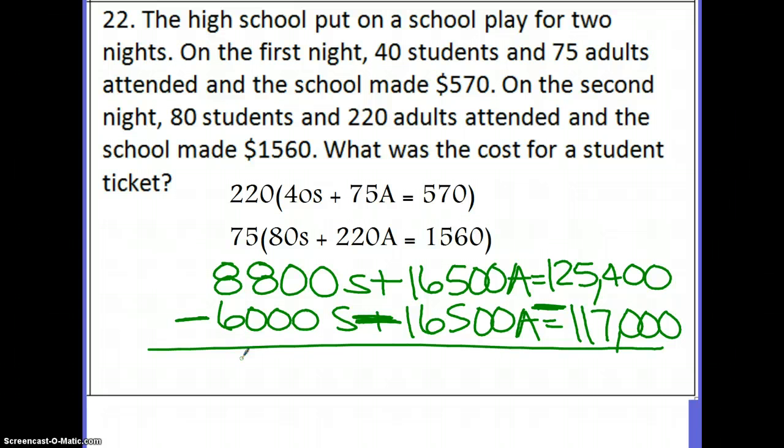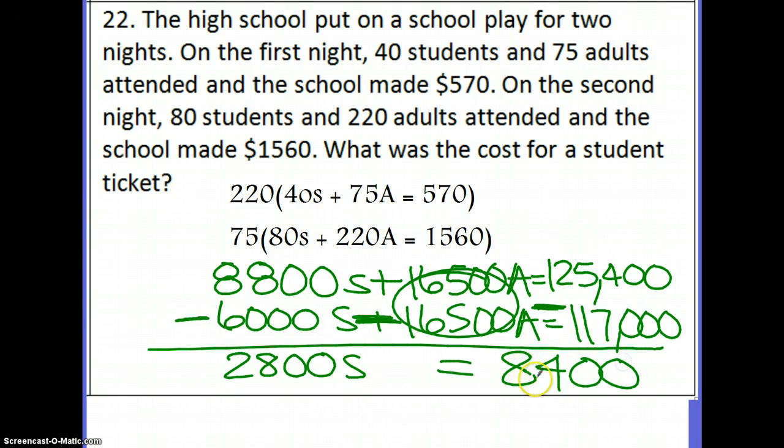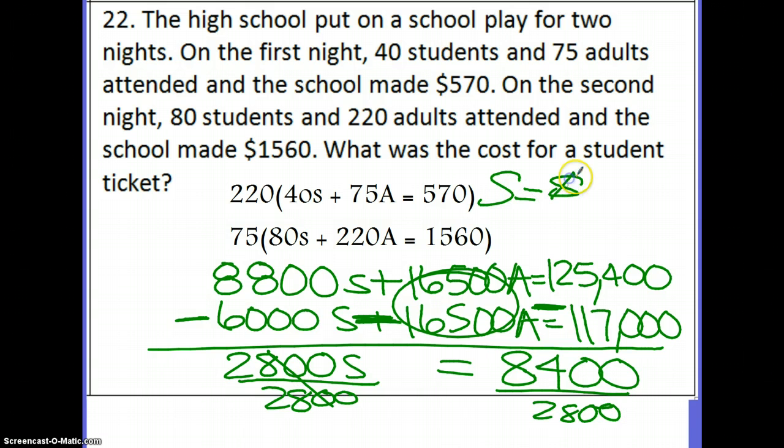So I've got 8,800 plus negative 6,000 is going to give us 2,800 S. This is 0. That's the whole point of multiplying and changing signs. And 8,400 divide out 2,800 on both sides. And S, student ticket price, is $3. Had you done it the other way and multiplied 40 and 80, you would have had to substitute your answer in for A into one of your equations and solve from there.